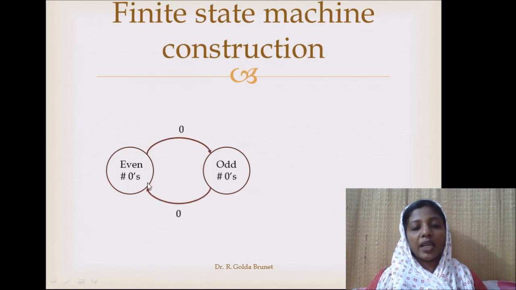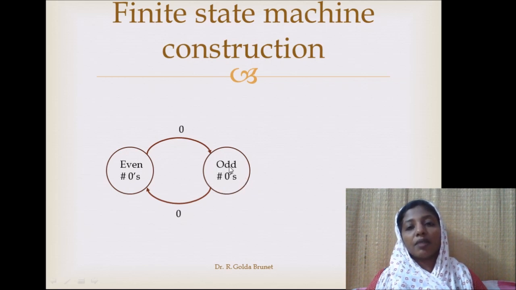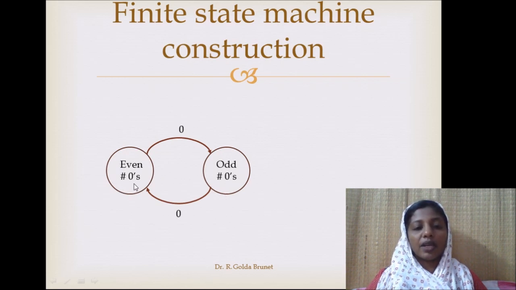Now when we are in the state of mind that we have seen an even number of zeros and we see another zero in the input, then I know that I have to change my state of mind to odd number of zeros. When we are in the state that we have seen an odd number of zeros so far and then we get a zero in the input, we know that from an odd number of zeros, if we get another zero, then we have seen an even number of zeros so far. So we will transit to this state of mind. This is how we transit between these two states when we get zero as the input symbol.